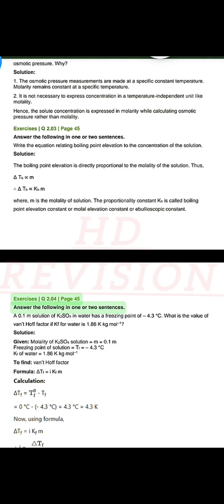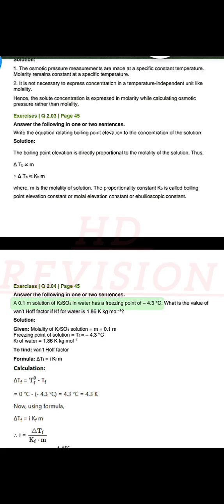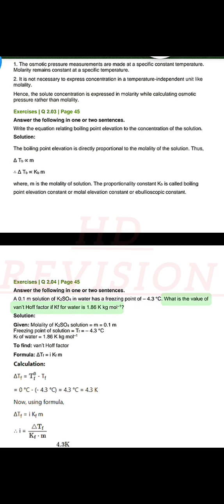Exercises Q2.04, page 45. Answer the following in 1 or 2 sentences. A 0.1 molal solution of K2SO4 in water has a freezing point of 4.3 degrees Celsius. What is the value of Van't Hoff factor if Kf for water is 1.86 K kg mole^-1?